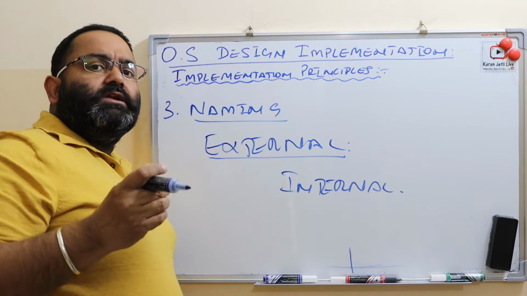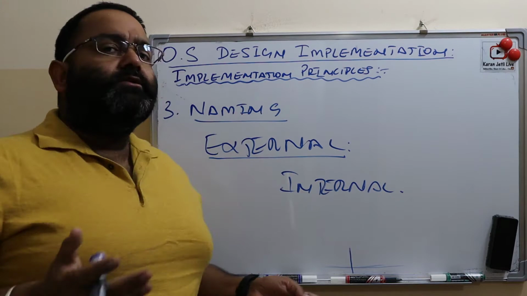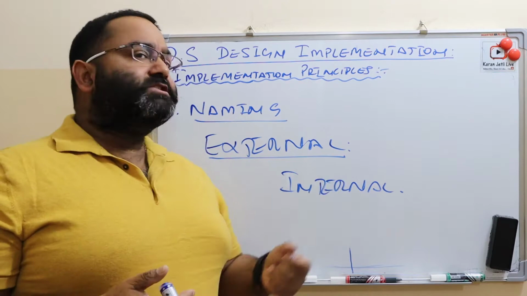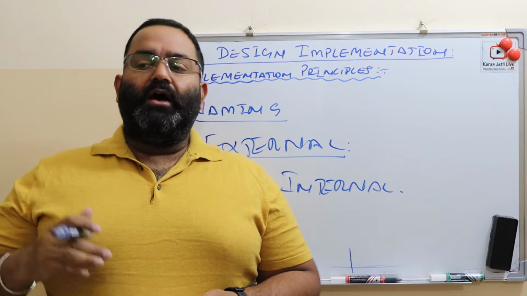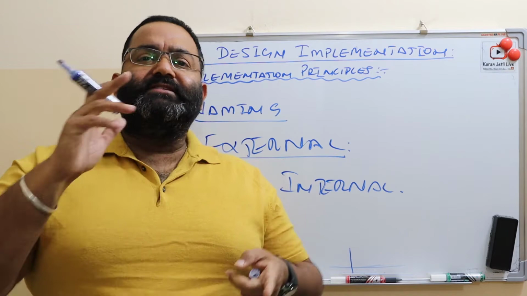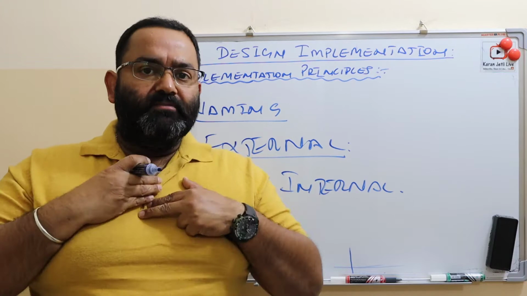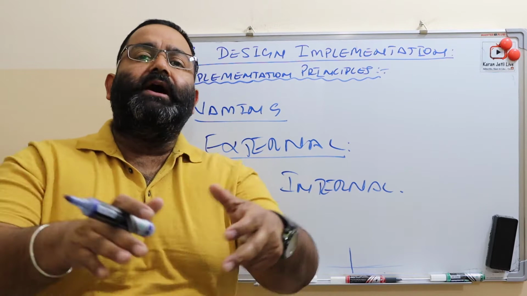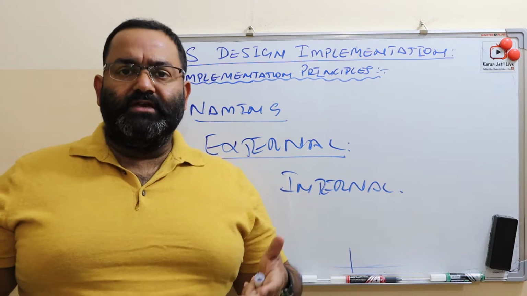So what is external naming? External names are the ASCII names or the Unicode names which are given to the data structure by the humans, and for the humans. For example, I have a character A and a character B, or I have int C. These names A, B, C are given by me and will be referred by me. They are called external names. Other than external names, there is a naming used by the operating system which the user cannot see. We call it internal name.